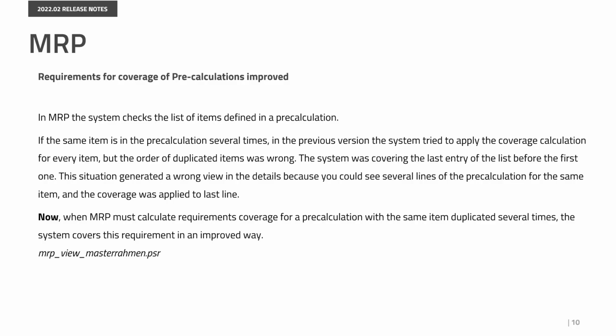In the MRP, the system checks the list of items defined in a pre-calculation. If the same item is in the pre-calculation several times, in the previous version, the system tried to apply the coverage calculation for every item, but the order of duplicated items was wrong. The system was covering the last entry of the list before the first one. The situation generated a wrong view in the details because you could see several lines of the pre-calculation for the same item, and the coverage was applied to the last line. Now, when MRP must calculate requirement coverage for a pre-calculation with the same item duplicated several times, the system covers this requirement in an improved way.